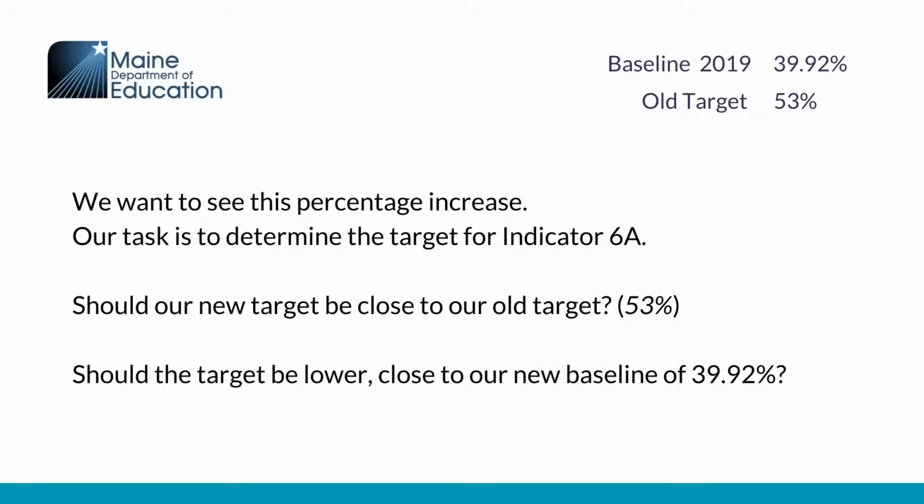We want to see this indicator increase in the years to come so that more students are educated and receive their special education in a regular early childhood program with typically developing peers rather than in a separate school or other environment. Our task is to decide if we want to keep this target the same or lower it to something closer to our new baseline.